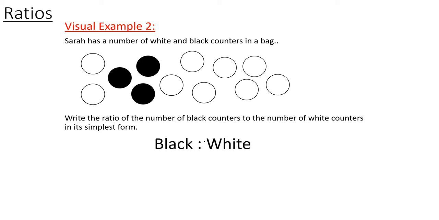So we're going from black to white. How many blacks have we got? We've got 1, 2, 3, and then we've got 1, 2, 3, 4, 5, 6, 7, 8, 9. So we have 3 black counters to 9 white counters. To simplest form, we can have a look.